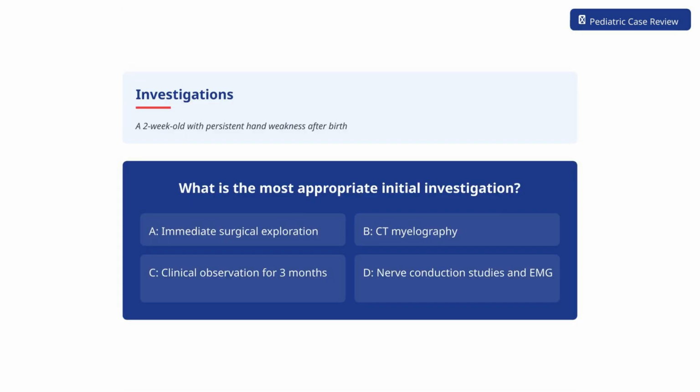The correct answer is C. Clinical observation for 3 months. The majority of brachial plexus injuries in newborns improve spontaneously within the first 3 months of life. Early electrophysiological testing may be unreliable in newborns. Progressive recovery during observation suggests neuropraxia or axonotmesis rather than avulsion, which has implications for treatment planning and prognosis.